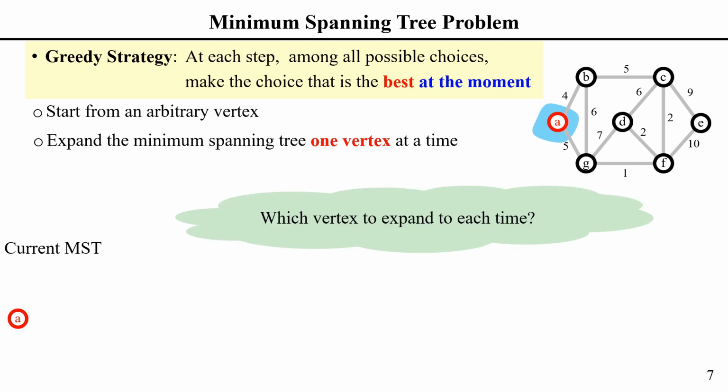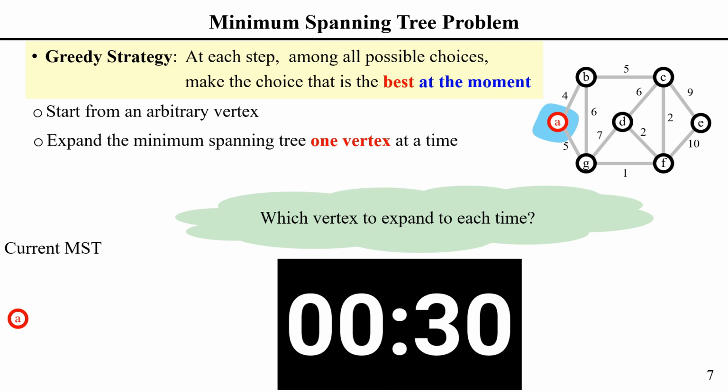Now, here comes a question for you. Which vertex should we expand to each time? The hint is, it is a greedy strategy, so you need to make the best choice every time. But what is called a best choice? Now you have 30 seconds to think about that. Ready? Go.